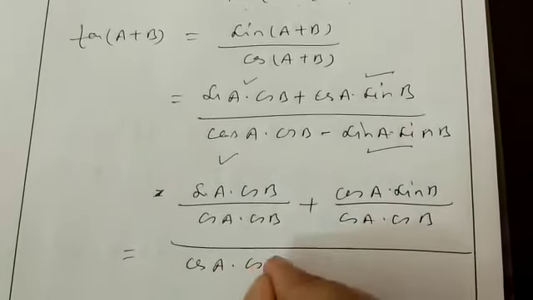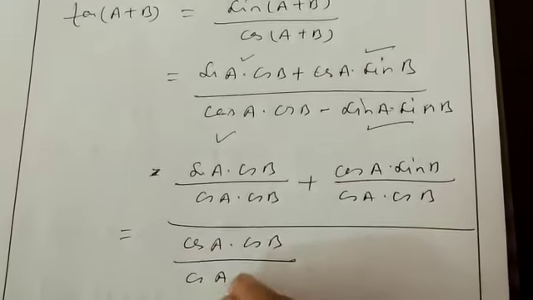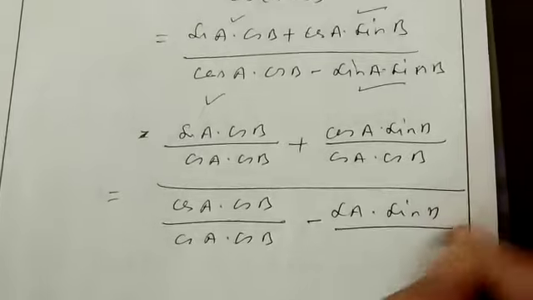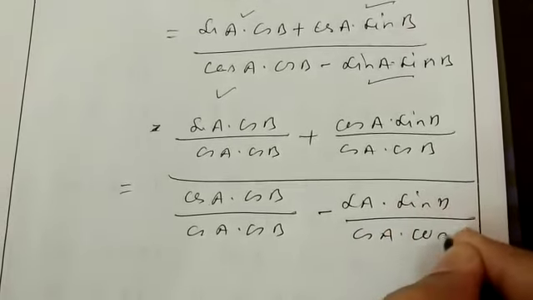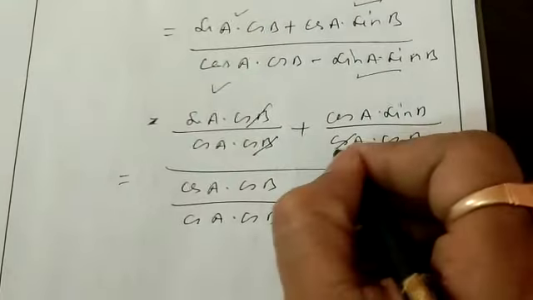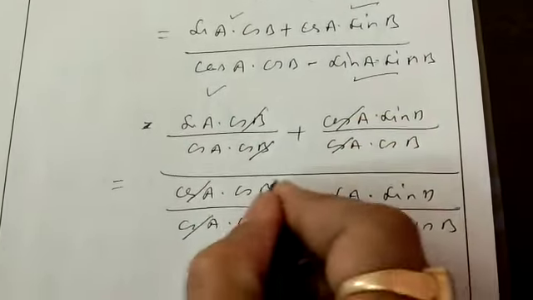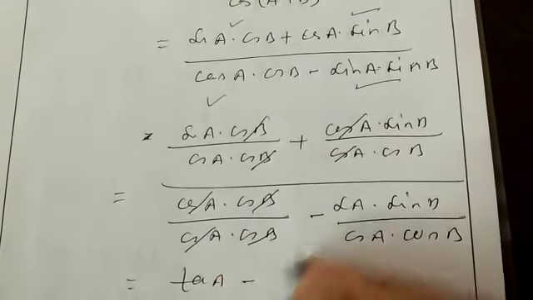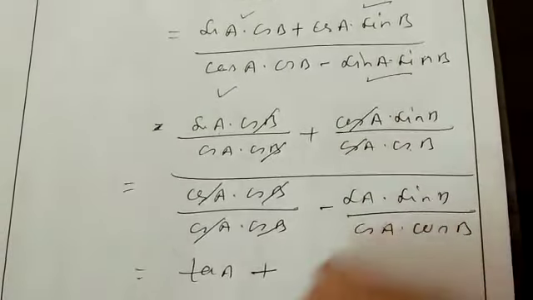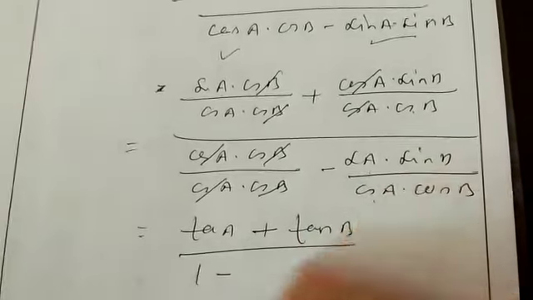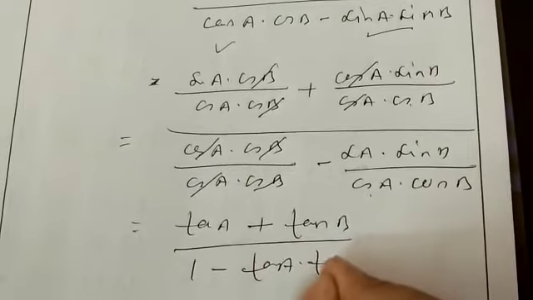Cos a into cos b upon cos a into cos b minus sin a into sin b upon cos a into cos b. Here cos b cancels, cos a cancels, cos a cos b cancels. So sin a upon cos a equals tan a plus sin b upon cos b, tan b, 1, then sin a upon cos a, tan a into tan b.